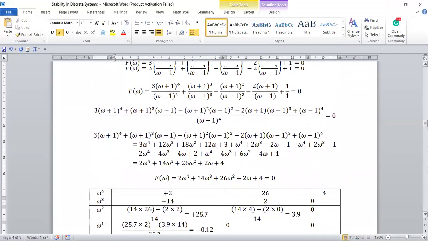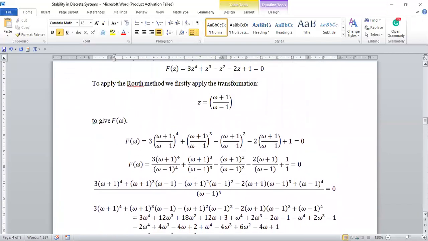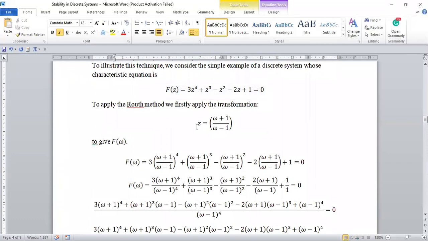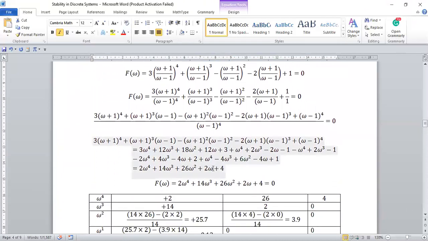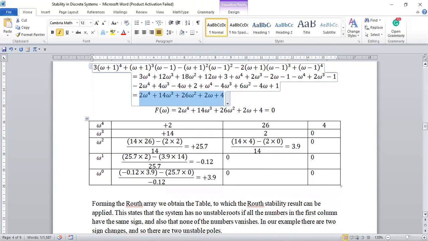And it's exactly the same thing in continuous time, but the only difference is that you need to apply this transformation, which is very important. If you just do this exactly, that's not the way to go about it. You first apply this transformation, then the result you get after applying the transformation is what you are going to use to construct the Routh table.